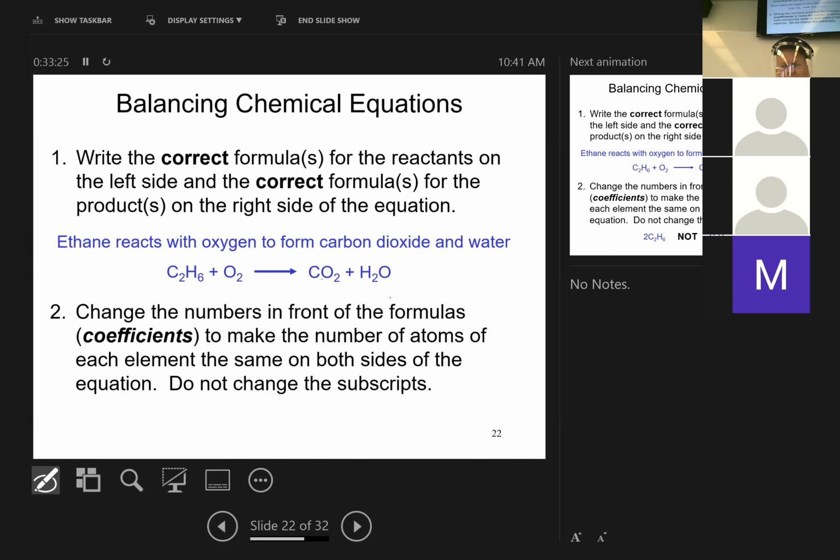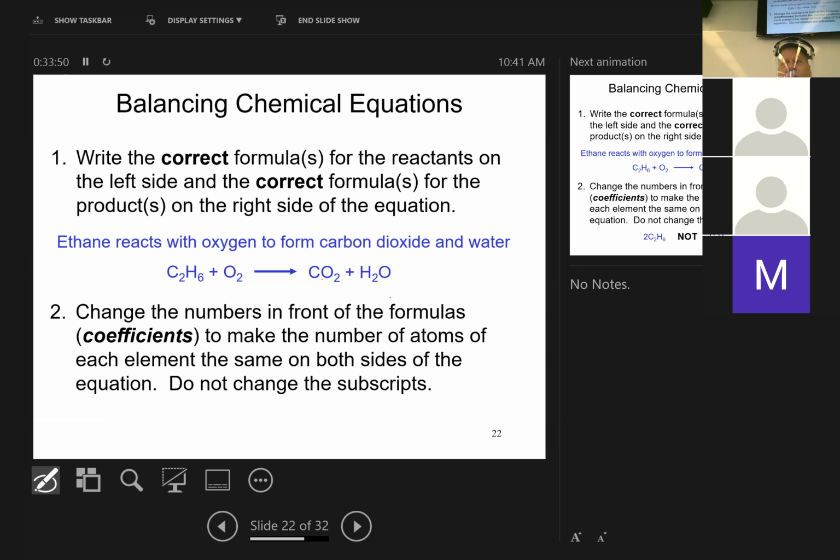You change the numbers in the front to make the numbers of atoms the same on both sides. You do not change the subscripts. Why not? What happens if you change the numbers underneath it? Yes, very good. You're making a new compound and you can't do that.